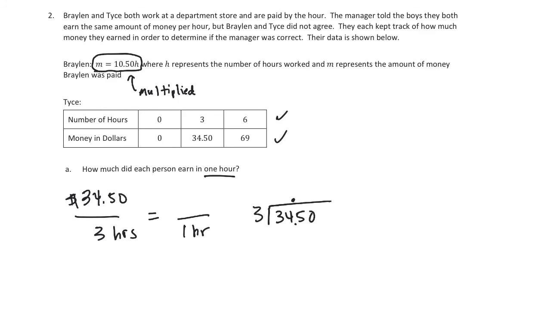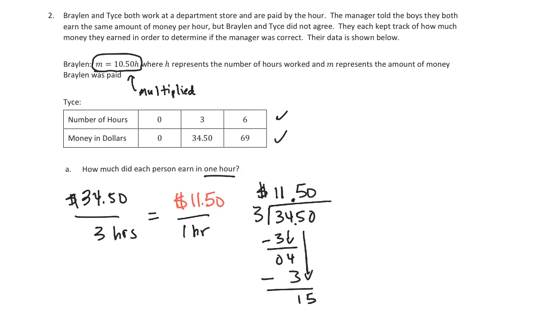3 goes into 3 once, so that's a 1. Subtract, bring down the 4. 3 goes into 4 once, so we get an 11. 4 minus 3 is 1. Bring down the 5. 3 goes into 15 5 times, so we get 11.5. But again, in the context of the question, that is $11.50. So this person, Tice or Teese or whatever I said initially, is making $11.50 per hour.